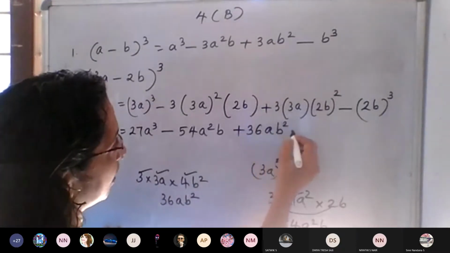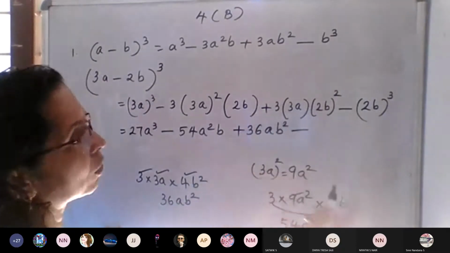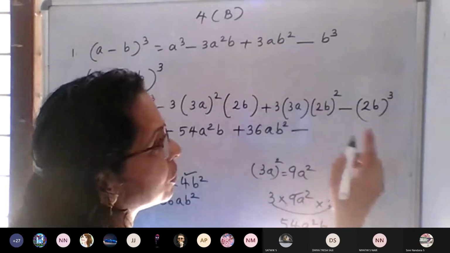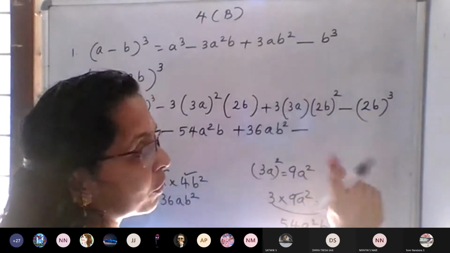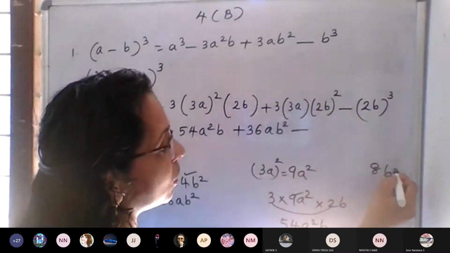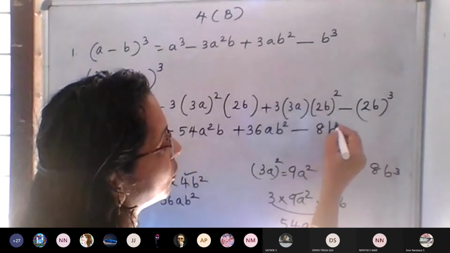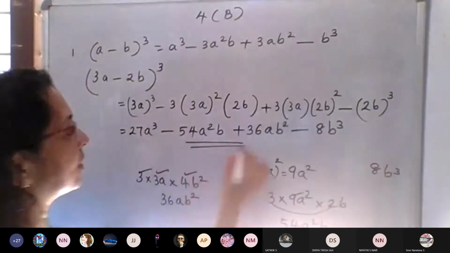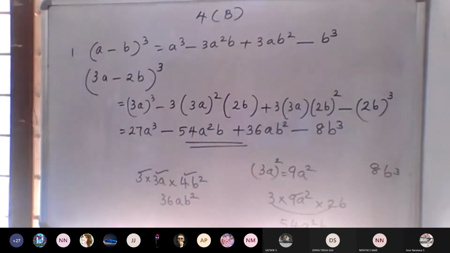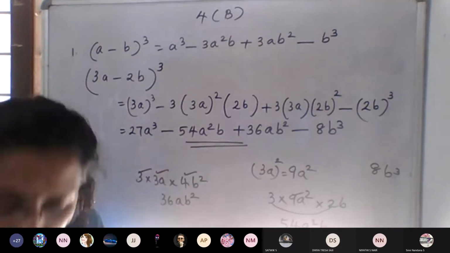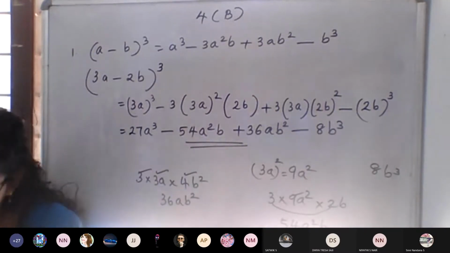36ab square, minus (2b) whole cube means 2 into 2 into 2. 2 into 2 is 4, 4 into 2 is 8, 8b cube. So this is your answer. Anyone have any doubt in this? Which part? No doubt, ma'am. Okay.